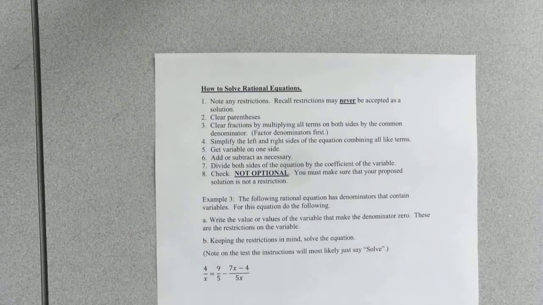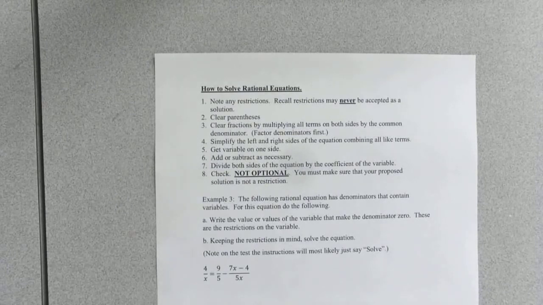Again, factoring is one of those skills that we hope you bring to the class. 4, simplify left and right sides of the equation, combining like terms. 5, get the variable on one side. 6, add or subtract as necessary. 7, divide both sides of the equation by the coefficient of the variable. And then 8, check. Not optional.